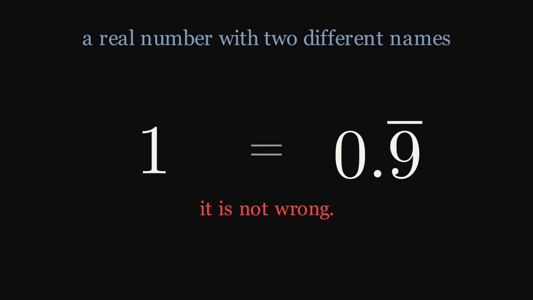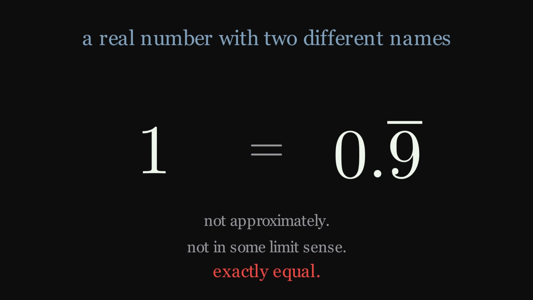The decimal 0.9, with the 9s extending into infinity, is exactly equal to 1. Not approximately, not in some hand-wavy limit sense. Exactly equal in the same way that 2 plus 2 equals 4.